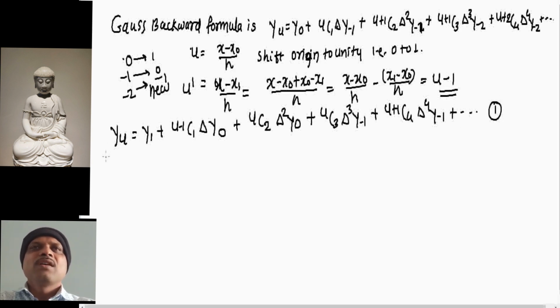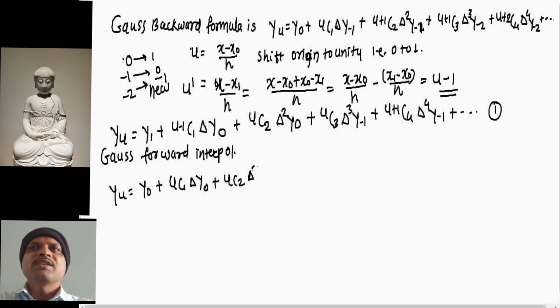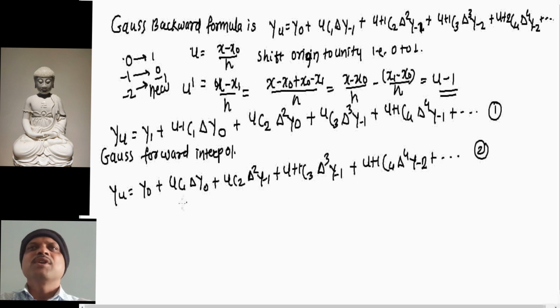Now the Gauss forward interpolation formula: yu equal to y0 plus u c1 delta y0 plus u c2 delta square y at minus 1 plus (u plus 1) c3 delta cube y at minus 1 plus (u plus 1) c4 delta raised to 4 y at minus 2 plus. Let us call it equation number 2.